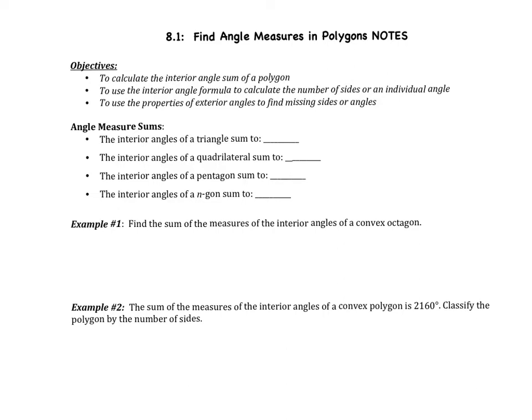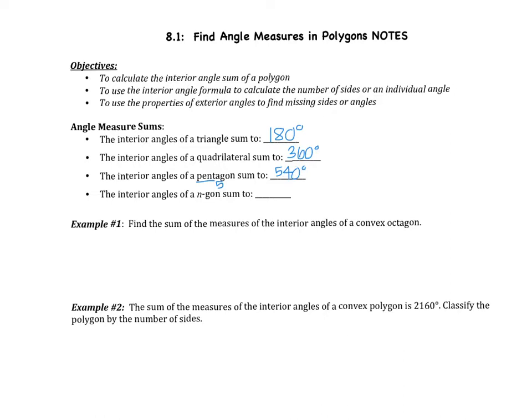The interior angles of a triangle sum to 180 degrees. You should know that. The interior angles of a quadrilateral, which is a square or rectangle, are going to sum to 360 degrees. The interior angles of a pentagon, penta stands for 5, I'm going to tell you is actually 540 degrees. Now, how did I get that?